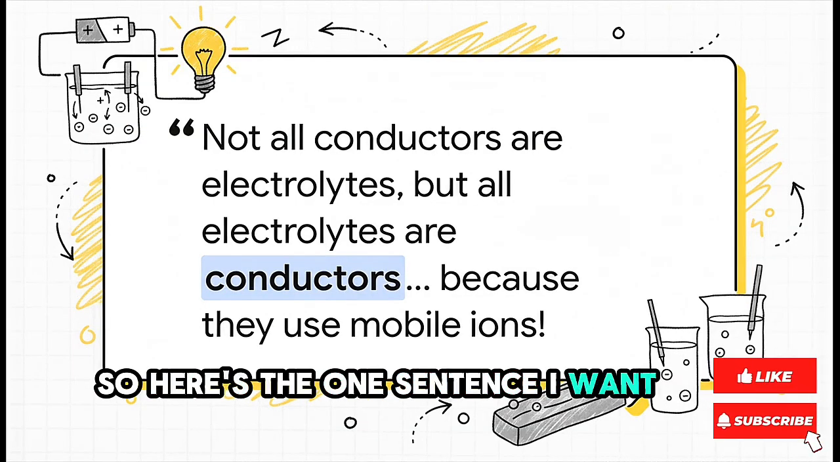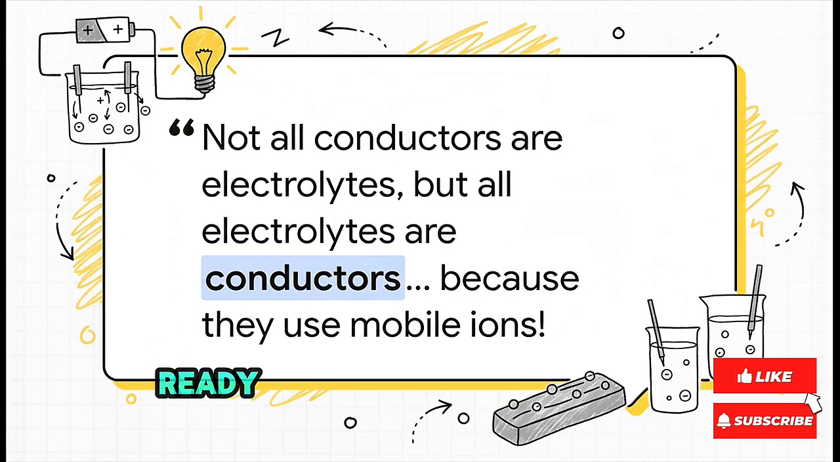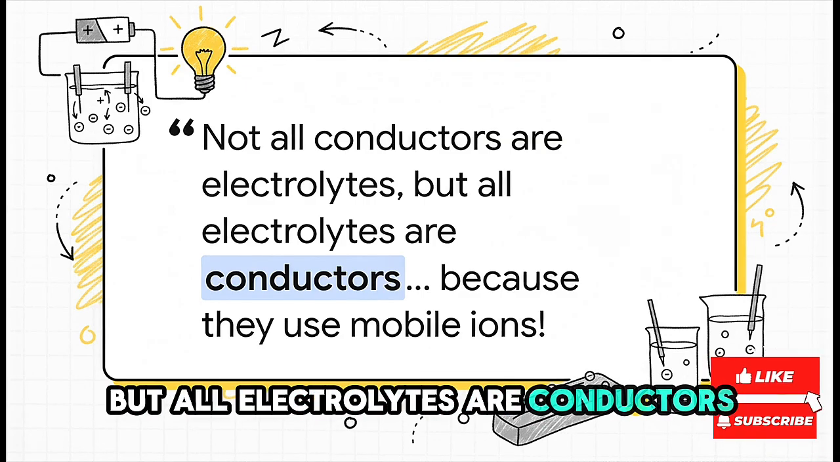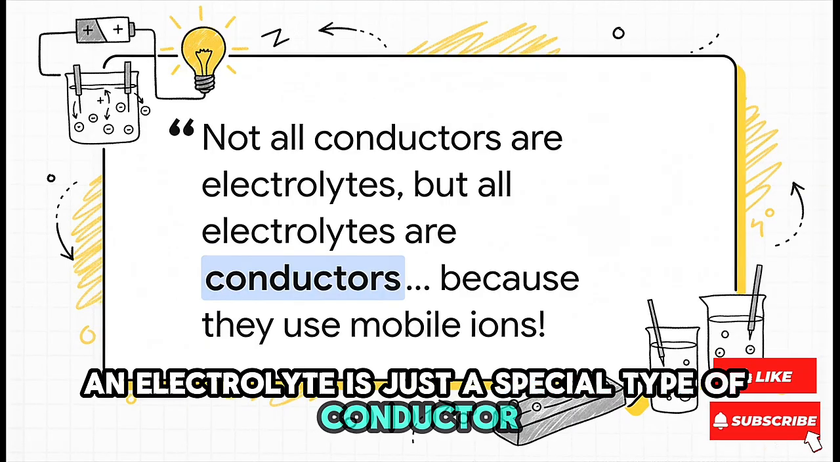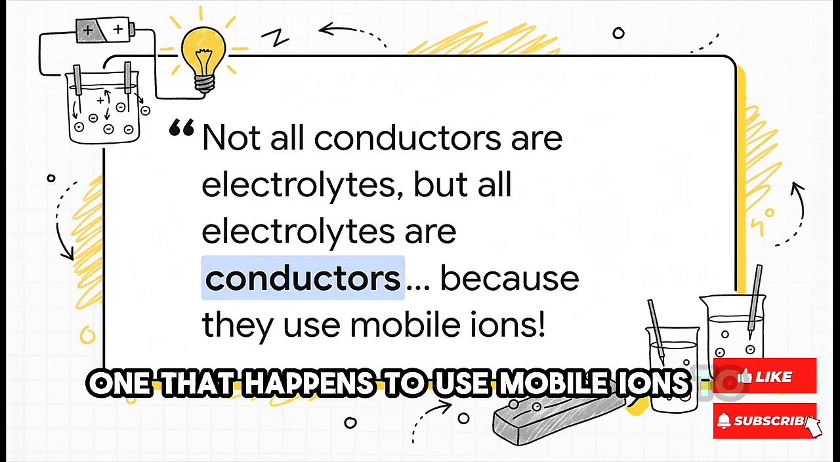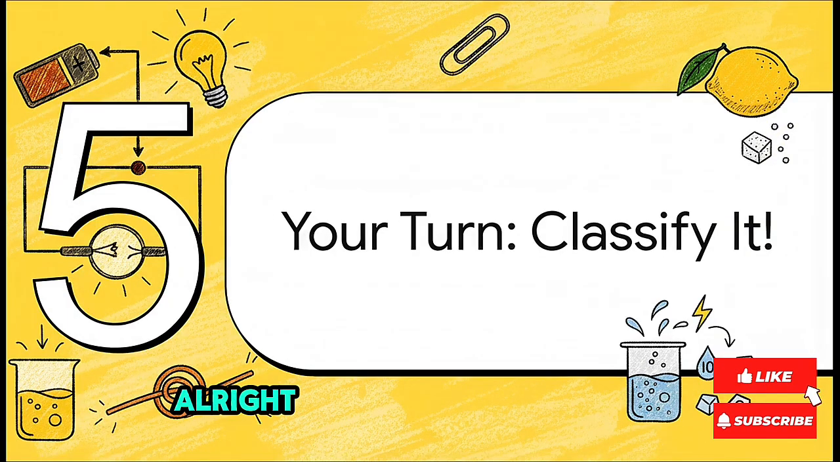So here's the one sentence I want you to remember from all of this. Ready? Not all conductors are electrolytes, but all electrolytes are conductors. Think of it this way. An electrolyte is just a special type of conductor, one that happens to use mobile ions to get the job done.